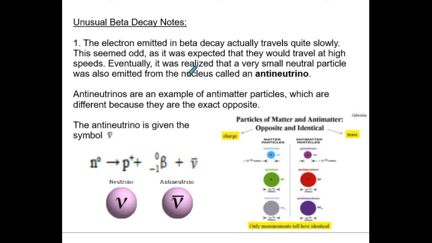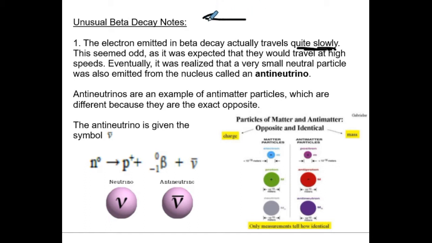Now, there's a couple of small little notes here. When scientists were trying to calculate the daughter and parent nucleuses going different directions, the electron was very weird because it was traveling really slowly. When they managed to calculate it, they thought it would travel at high speeds, right?